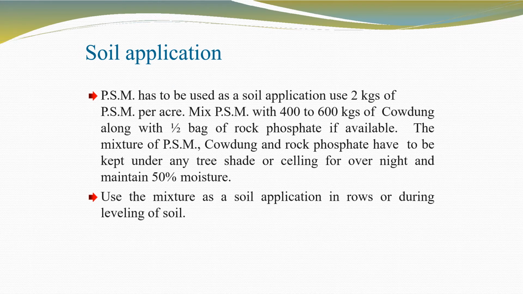Soil application. P.S.M. has to be used as a soil application. Use 2 bags of P.S.M. per acre. Mix P.S.M. with 400 to 600 kilograms of cow dung along with half bag of rock phosphate if available, and the mixture of P.S.M., cow dung and rock phosphate has to be kept under any tree shade or ceiling overnight and maintain 50% moisture. Use the mixture as a soil application in rows or during leveling of soil.